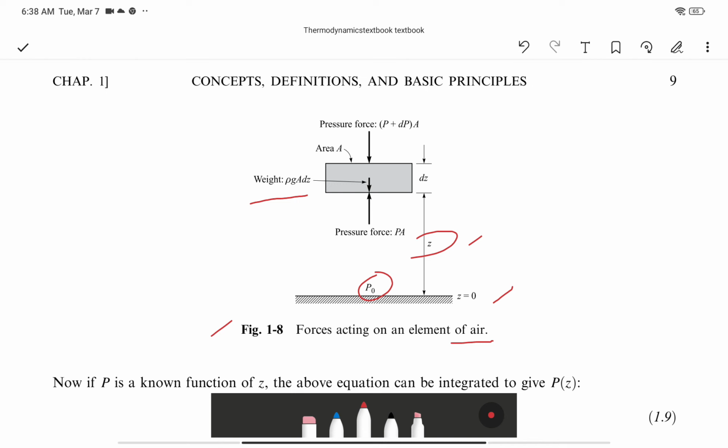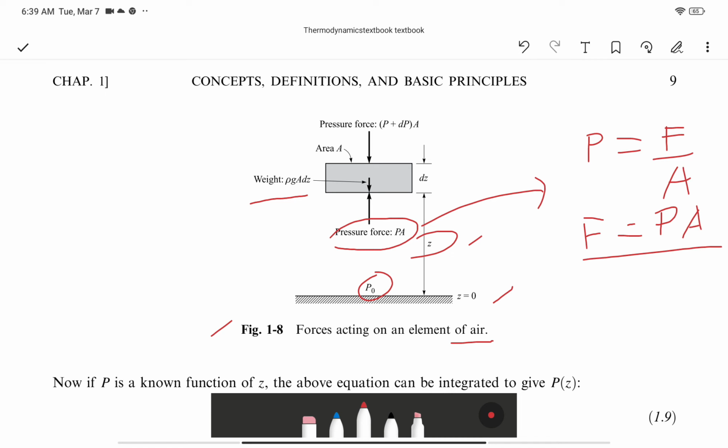That's the height. So at the bottom, you have a pressure P, or you have the pressure force P times A. And that is actually pressure is equal to F over A. F is equal to P times A. Okay? And on top of it, you have also pressure P plus dP times A. And this is your A, right? And this guy here has a weight. The weight is this one. Density times g times area times dz. dz is like a thickness.